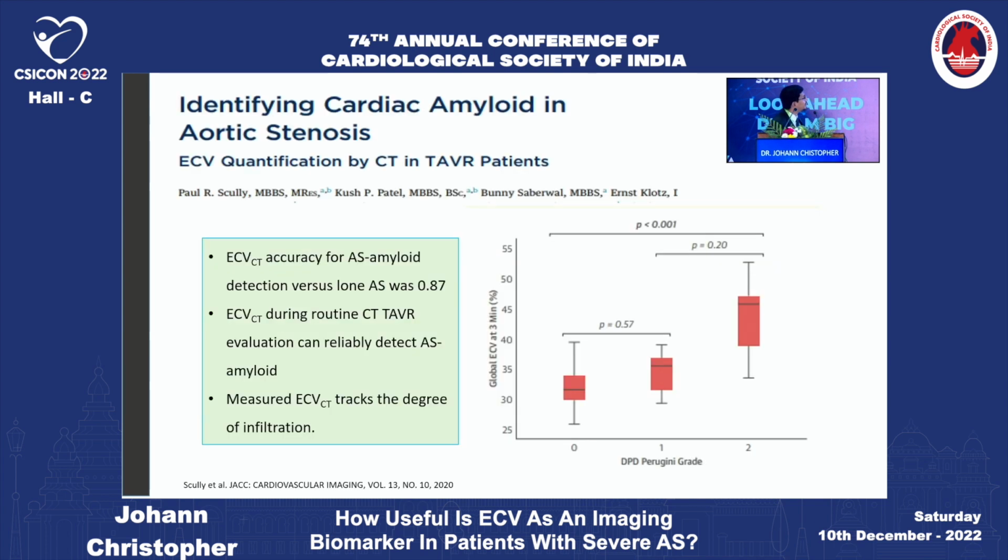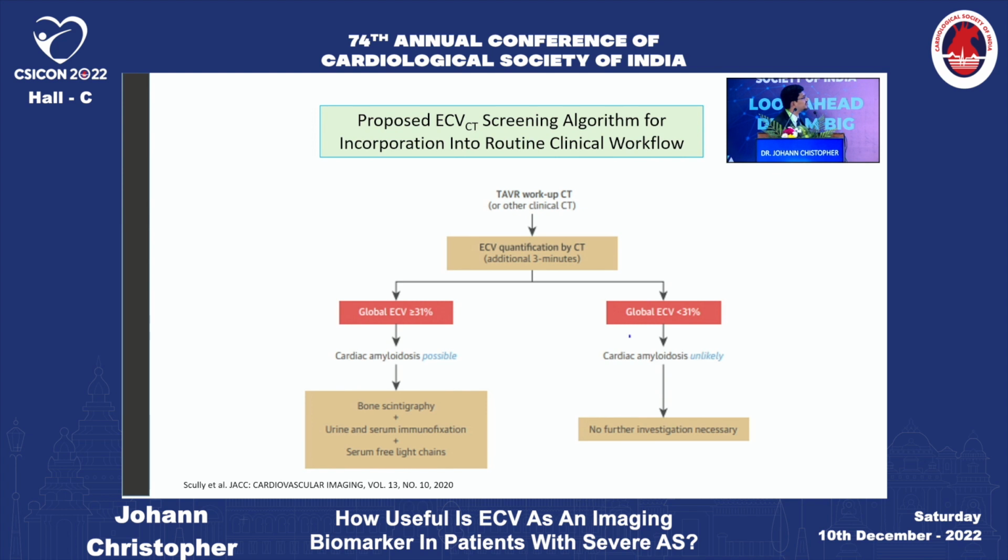Now, if you look at the difference between pure aortic stenosis and aortic stenosis with amyloid, again, the ECV derived by CT helps us in doing that. And you can see that when you have a patient with associated amyloidosis, the ECV shoots up to beyond 45. 35 is generally what we take in our MRI lab for an abnormal ECV. And compared to lone AS, you can see the one with amyloid is way up there. So there's no way of missing.